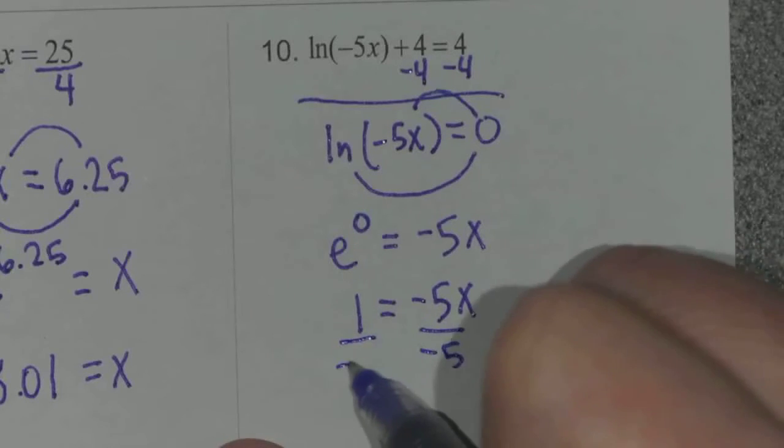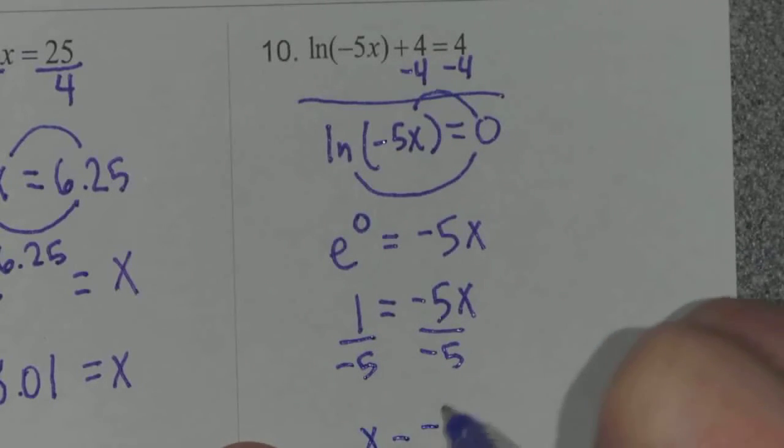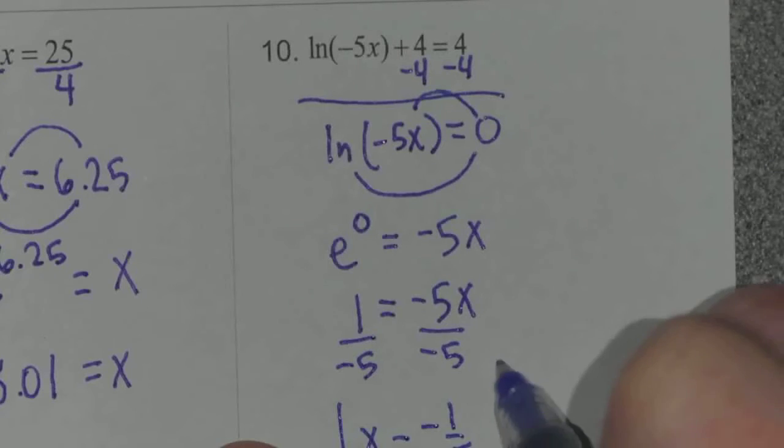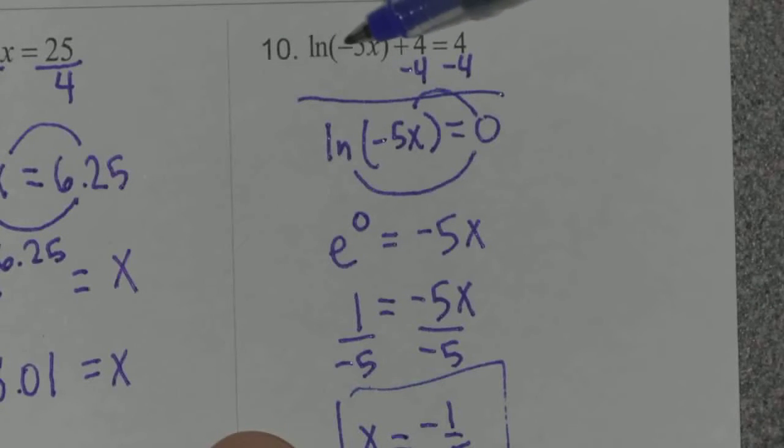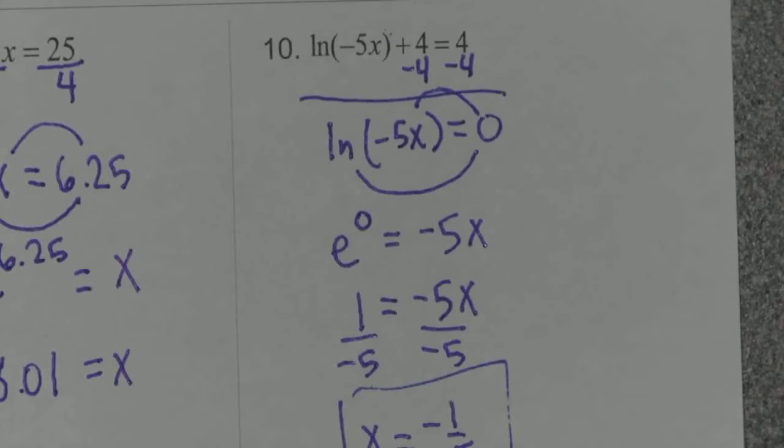Divide by negative 5. So I get x equals negative 1/5 for my solution. You can check it real fast just by plugging it in to make sure it's going to be positive. Will a negative times a negative make it be positive? It will, so I'm good right there.